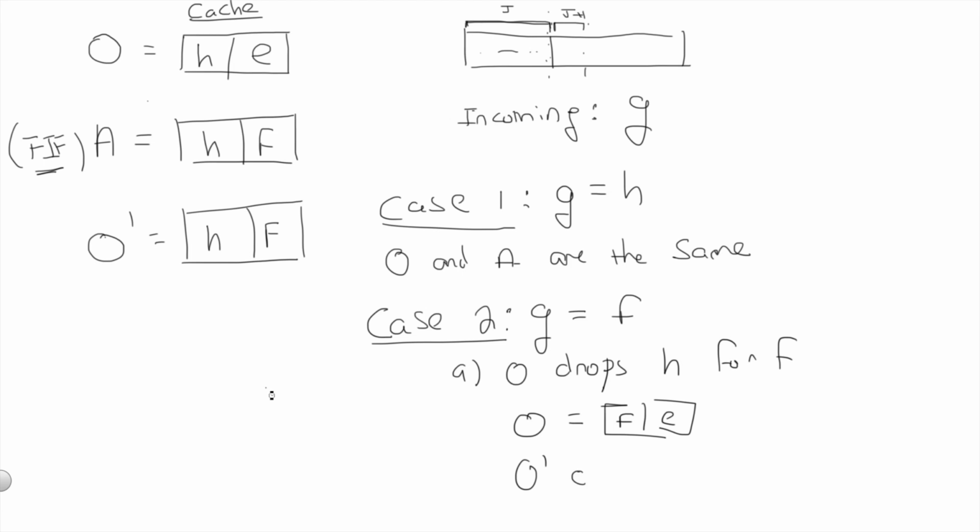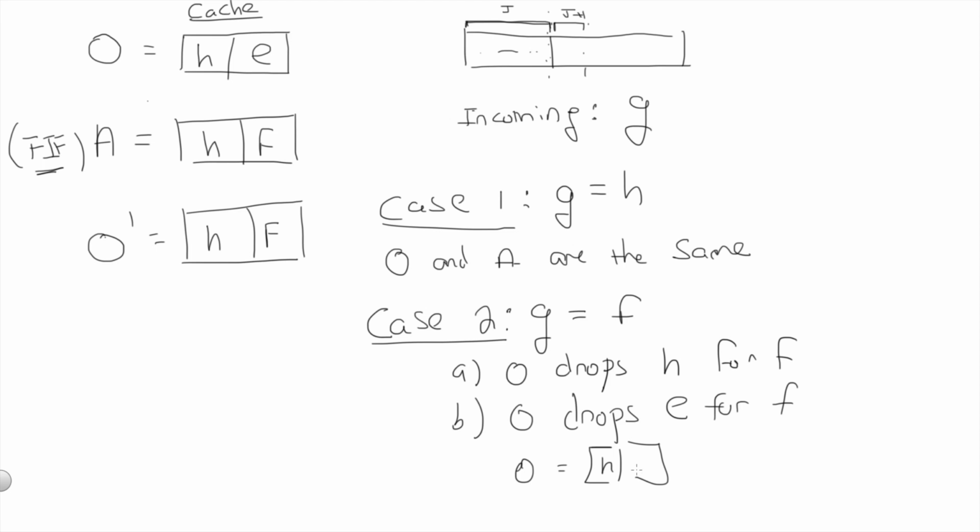Okay. What's B? Option B is O drops E for F. In this case, O is going to have what? O is going to have HF. That's the same as what we already have, HF. So we don't have to do anything. So we are already optimal, right? We have the same exact cache as them with one less cache miss, and from this point on, we just copy whatever O does and will remain optimal. So O prime is optimal in that case.